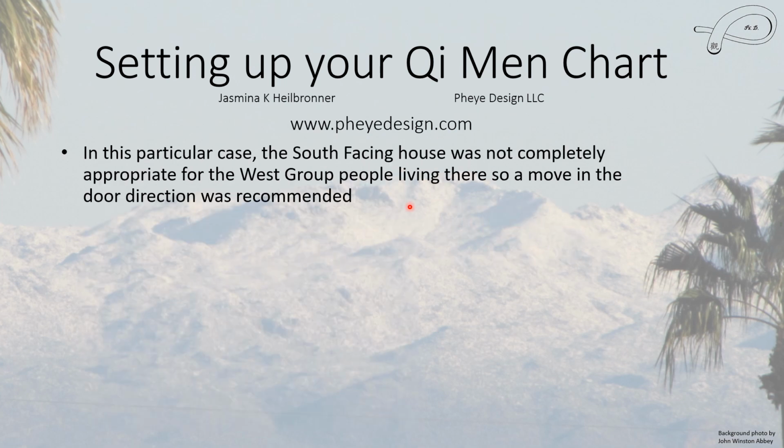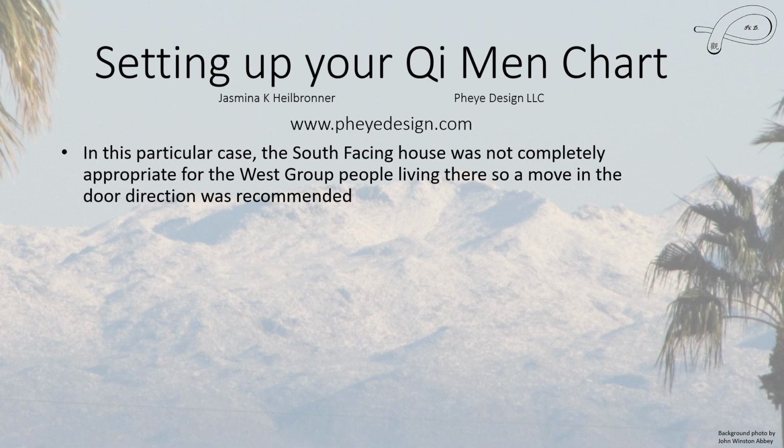Now, this particular house, which is a south-facing house, is not really appropriate for the West group people living there, the 2 adults. They have chosen to put their bed in their good direction, and so that's good. But they've got 2 things, the door facing and the house facing, that are not in a good direction for them. And one is particularly bad. But that doesn't mean this is a disastrous house.